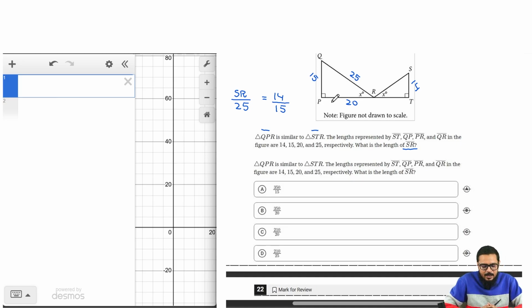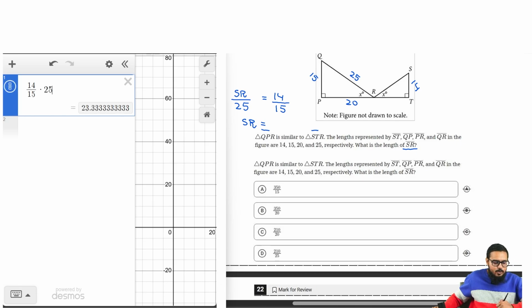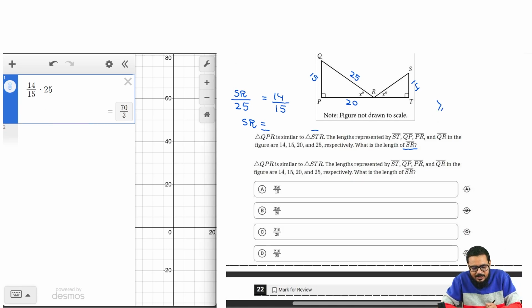So now, in order to find SR, I just have to multiply this fraction 14 over 15 by 25. You can just do it on Desmos. SR is equal to 14 divided by 15 and then times 25. I'm getting my answer as 23.333333. If I convert this into a fraction, I'm getting 70 divided by 3. That's my right answer, right?